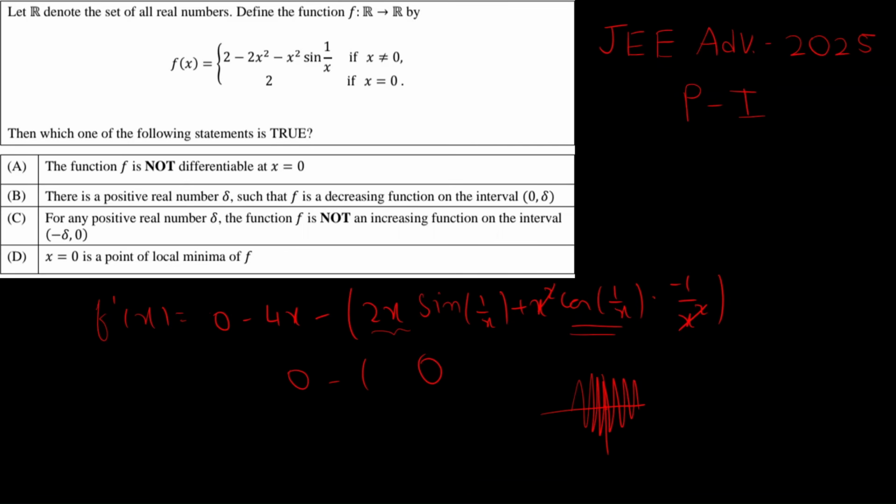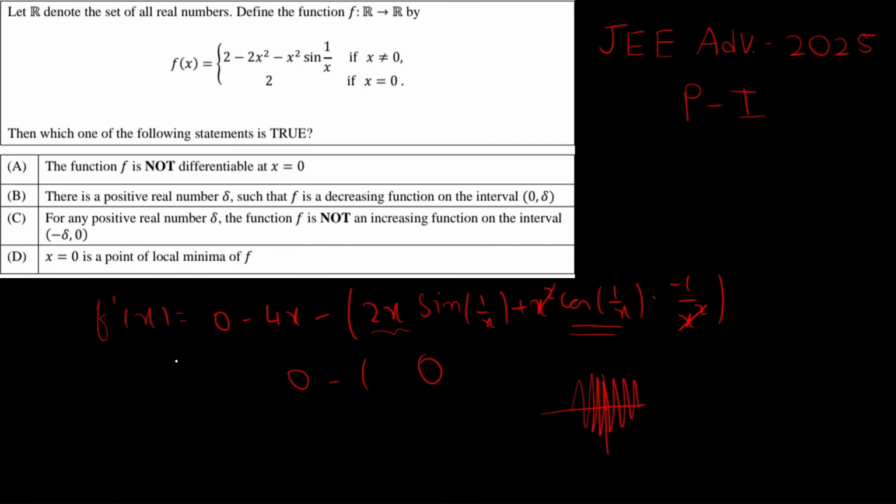Let us first see option D. It is more simple because we solved part A. x equal to 0 is a point of local minima of f. We know that now f is differentiable at x equal to 0 and the derivative of f(x) at x equal to 0 is 0. So now we can comment about whether the point is a local minima or a local maxima.